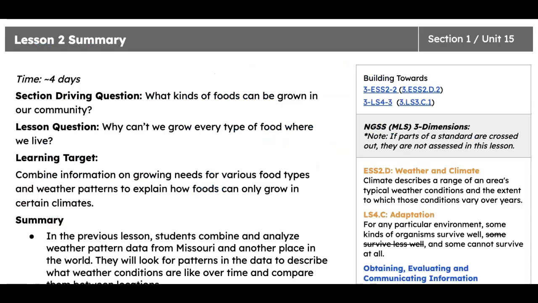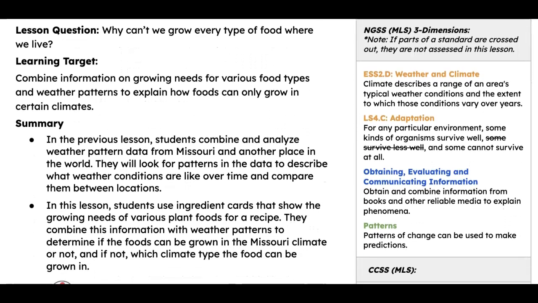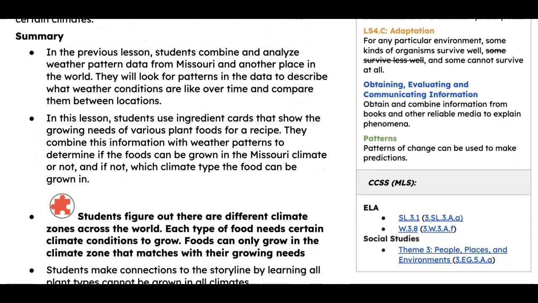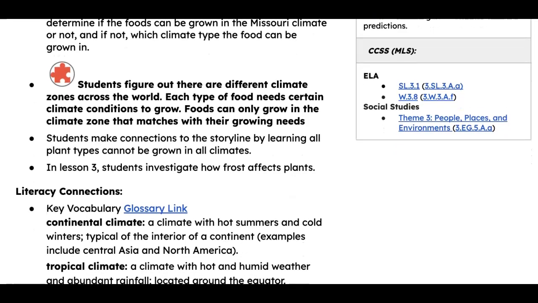There are several ELA and social studies cross-curricular connections throughout the lesson. You can look for specific standard connections in the Unit 15 Teacher Guide. This lesson will take approximately 4 days to complete.